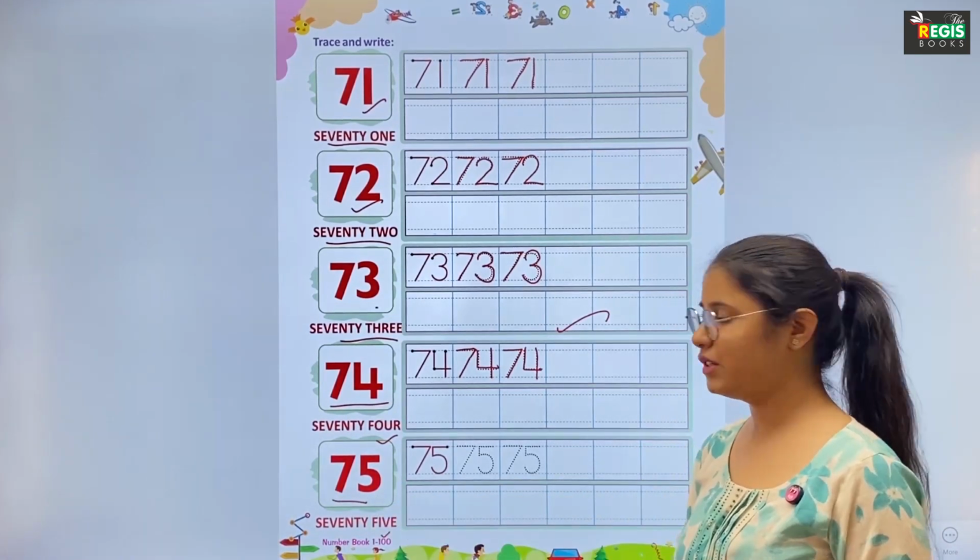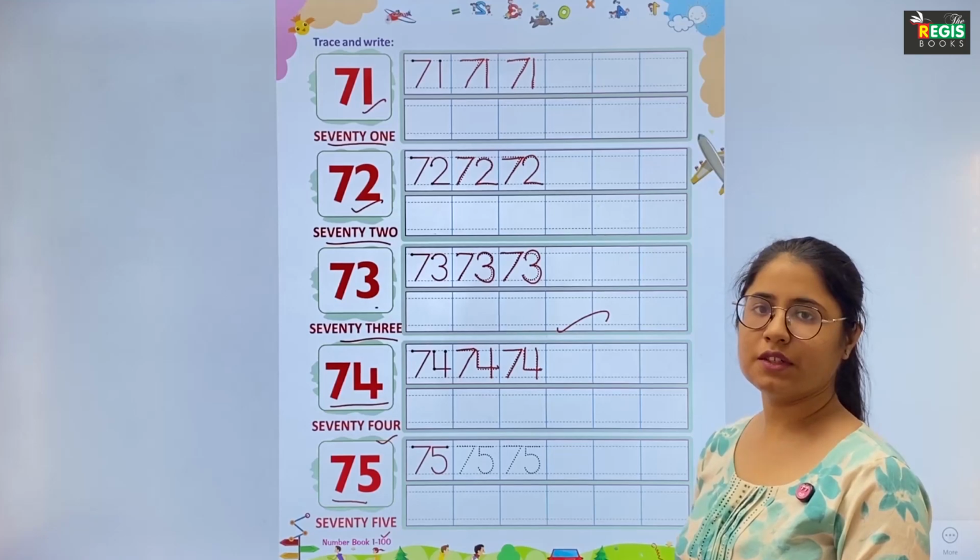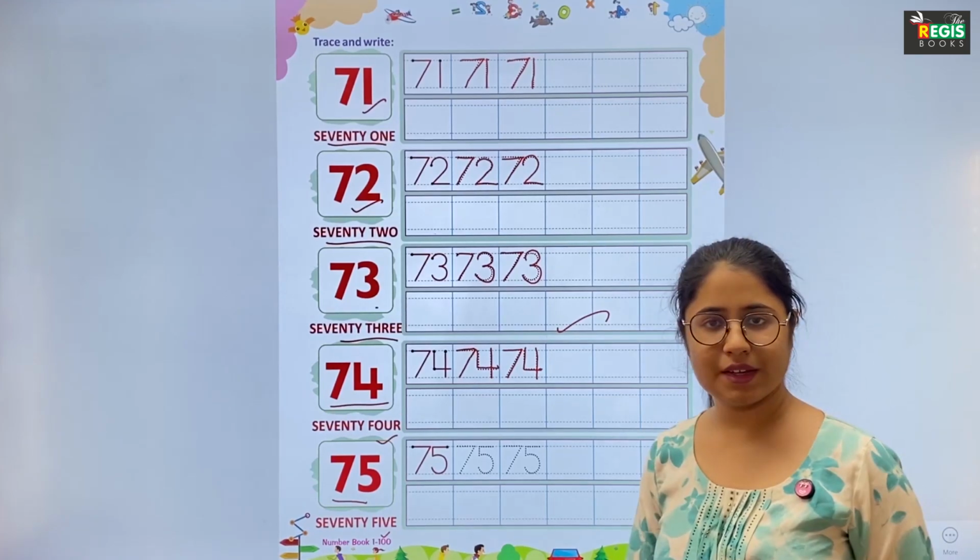7, 5, 75. We write the number 75 by writing 7 and 5 together.